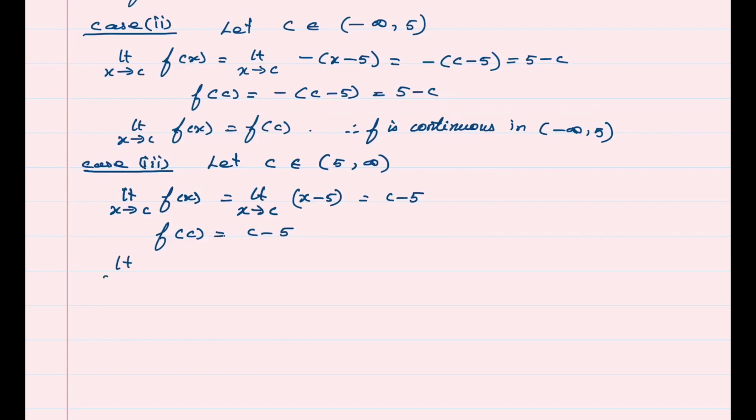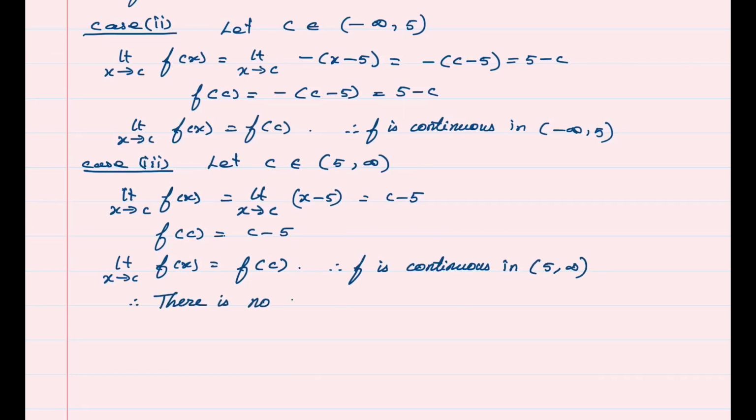Limit extending to c of f of x and f of c are equal. Therefore, f is continuous in the open interval 5 to infinity. Therefore, f is continuous in R. Therefore, there is no point of discontinuity.